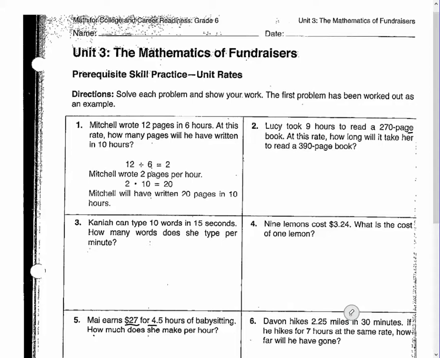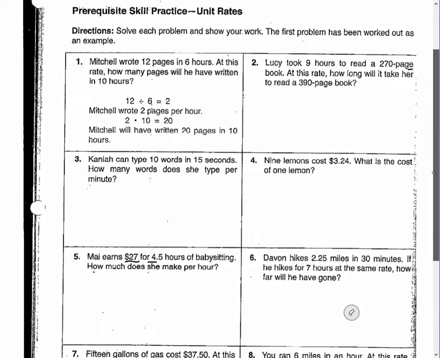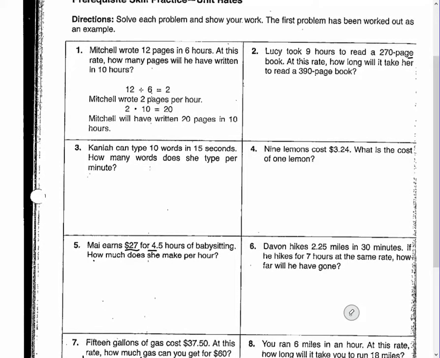All right, so anyway, this says Lucy took 9 hours to read a 270-page book. At this rate, how long will it take her to read a 390-page book? So what should I underline or highlight in this case? Nathan, nice and loud. Oh, okay, we're on question 2, bud. 9 hours to read a 270-page book. Very good. So we could figure out her speed, right? Her rate of reading. And how would I do that if I want to figure out how many pages per hour she reads?